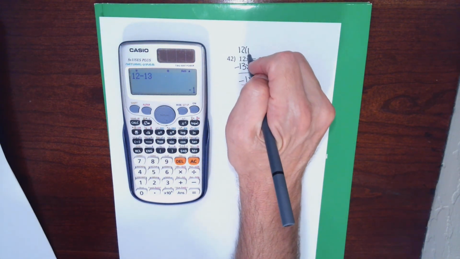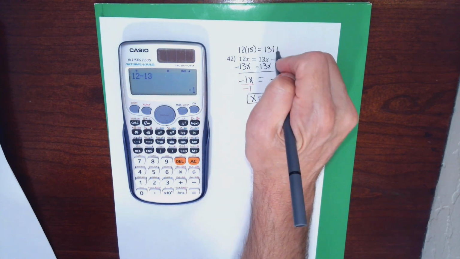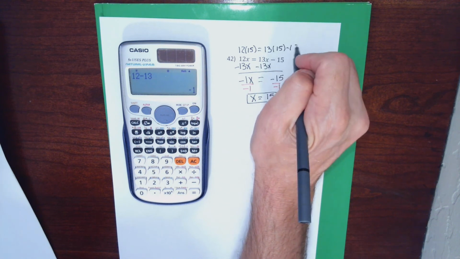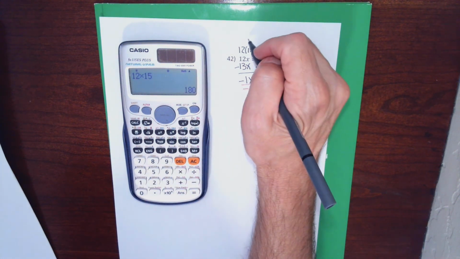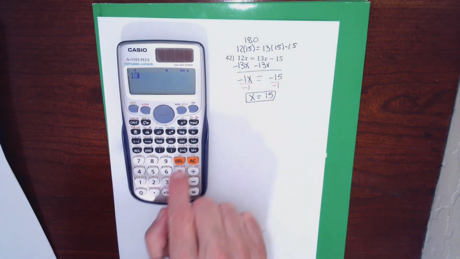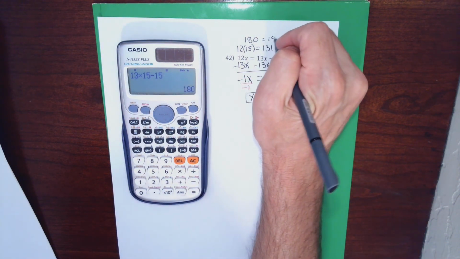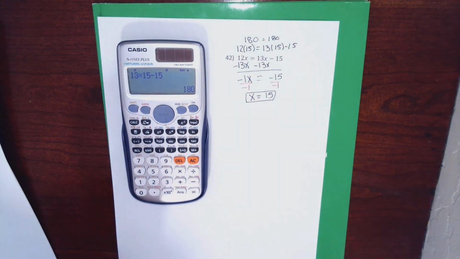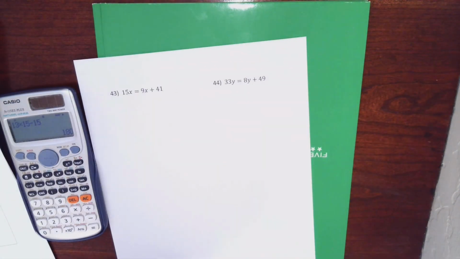Let's speed check this. I'm going to see if 12 times 15 equals 13 times 15 minus 15. So left-hand side, 12 times 15, which is 180. Right-hand side, 13 times 15 minus 15, 180. I know my answer is correct. So one more, and then we'll do a part 3, which I kind of expected the whole time anyways.